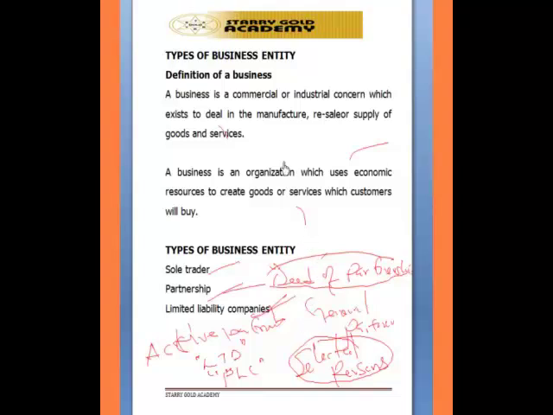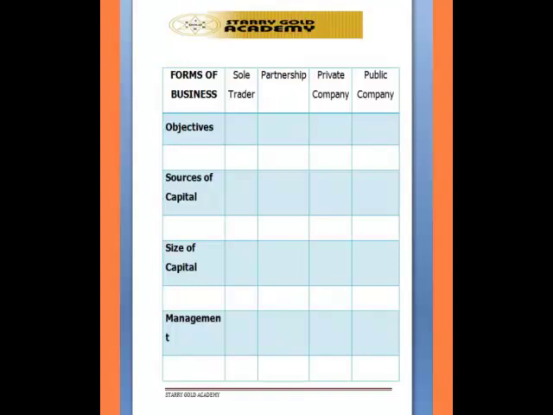Okay. So let's quickly summarize these forms of business ownership by looking at the table. Now we have forms of business ownership. We have the sole trader, we have the partnership, we have the limited liability company, then we have the public company. Now let's start by looking at the objective. What is the objective? All of these forms of business ownership we've mentioned are there to maximize profit. So profit maximization.